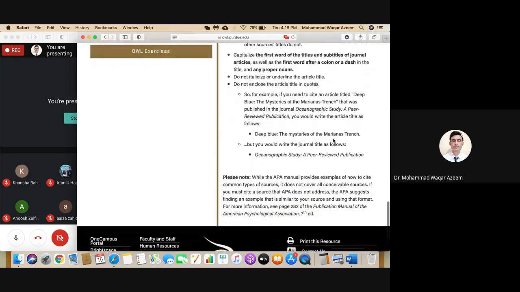So when in a citation you have a source whose title is written with the first letters of all the major words as capitals, the reader will know that this particular source is a research journal. This rule applies only to the titles of research journals, that all the first letters of all the major words in the title are capital.